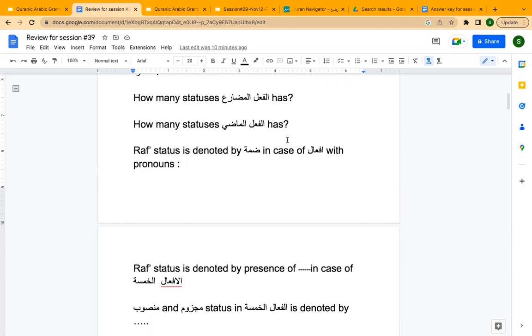How many statuses does al-failul madi have? What do you think about fail madi? Did I ever teach you any status in case of failul madi? What do you think? Al-failul madi is very stable. It remains unchanged. Its ending remains unchanged. It is non-flexible. It only has one way to present itself. It is mabni. So we do not see it in marfu, majzoom, and mansub status. So it only has one status. It will be mabni. We don't worry about status in case of al-failul madi. Is it clear? Type 1 if it is.